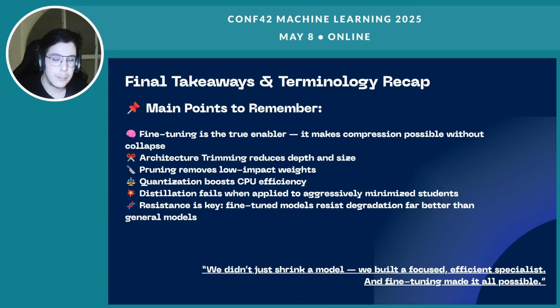So yeah, that's pretty much it, finishing with the slide with the final takeaways. First of all, fine-tuning is the true enabler. It makes compression possible without the collapse of the model while we apply those techniques. Architecture trimming reduces depth and size, pruning removes low-impact weights, quantization boosts CPU efficiency, while distillation fails when applied to aggressively minimized students. Resistance here is key. Fine-tuned models resist degradation far better than general models. So basically, we didn't just shrink a model, we built a focused, efficient specialist.